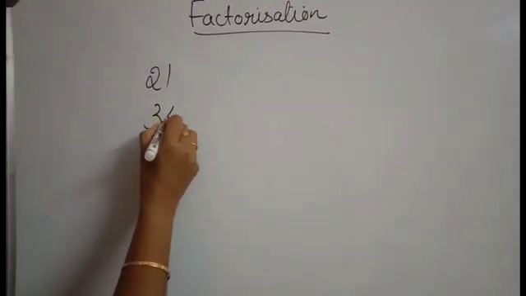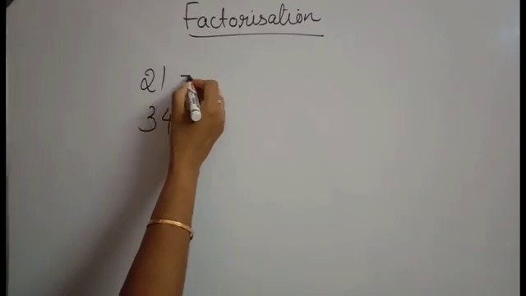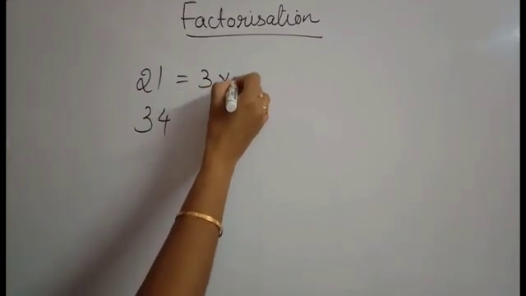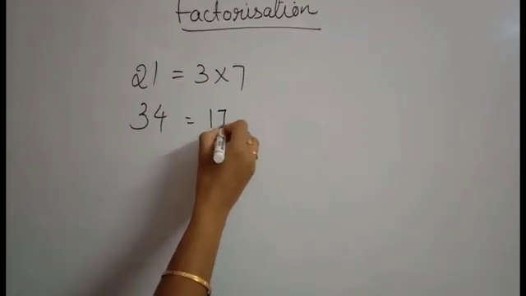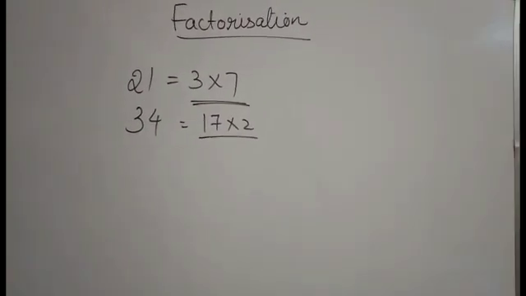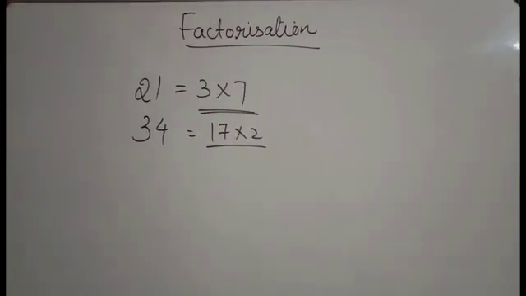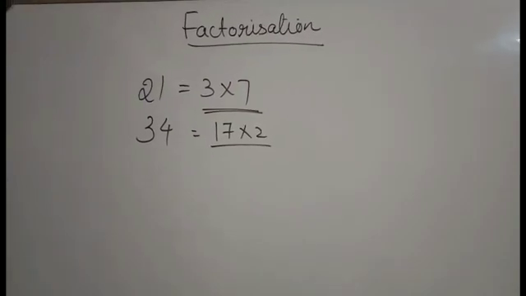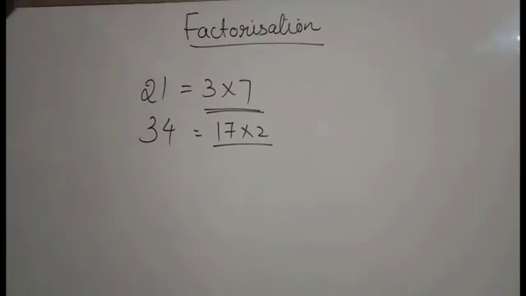Do you know the factors of 21? Factors of 34? Yes, we know that this is 3 into 7 and this is 17 into 2. So this is very easy. We have already studied how to find the factors of numbers. In today's class, let's study about the factorization of algebraic expressions.